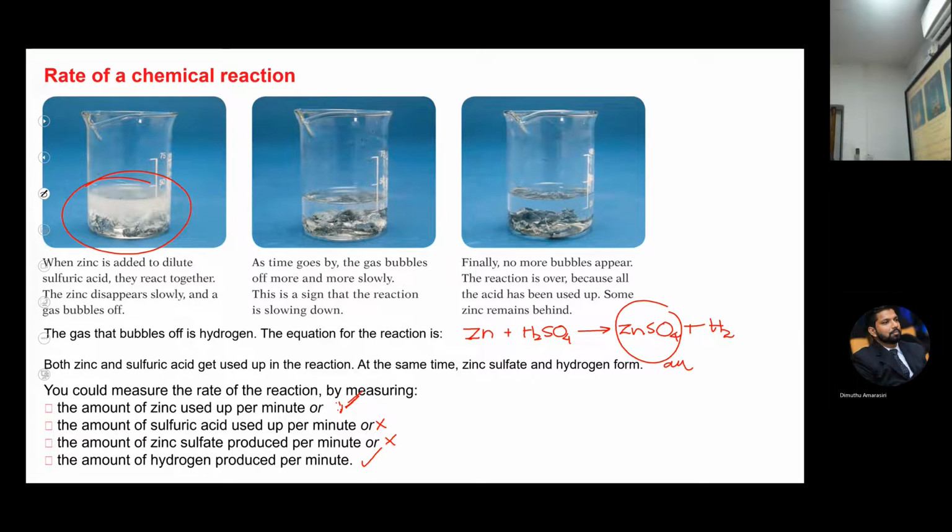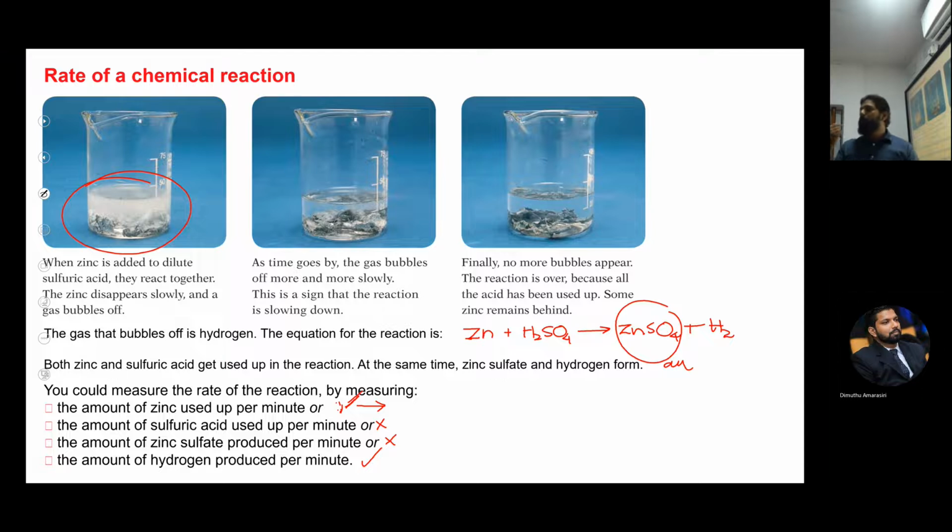These are the methods of following this reaction. You can measure the amount of zinc used up. That's a practical thing. How do you do that? Measure the initial mass of zinc, measure the mass of zinc remaining after 5 minutes, and then subtract. Mass change divided by time. When you write this, you must also include the practical details.